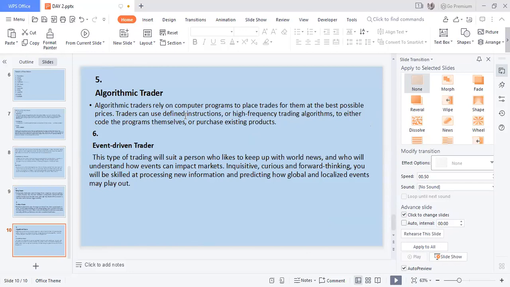Event-driven traders are also like fundamental analysts. They check out the news. They see what updates come about the news before they make their deal. I tell people something. It is always good for you to check the news, to do fundamental analysis and technical analysis before you go into the forex market.